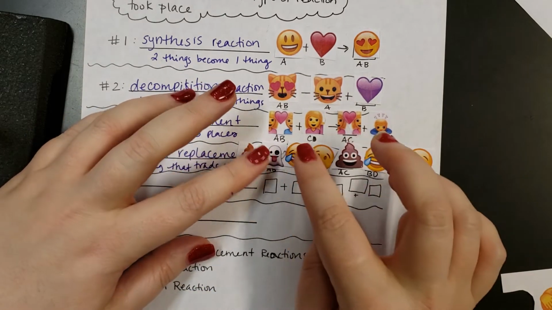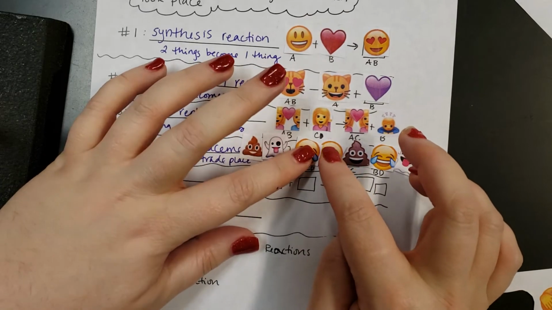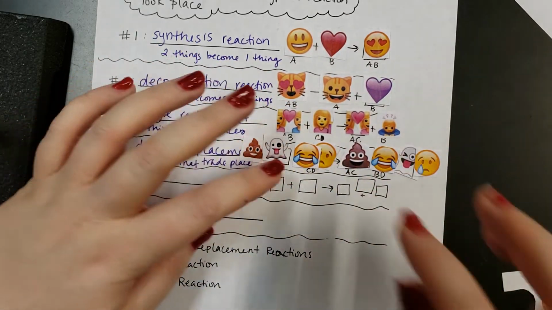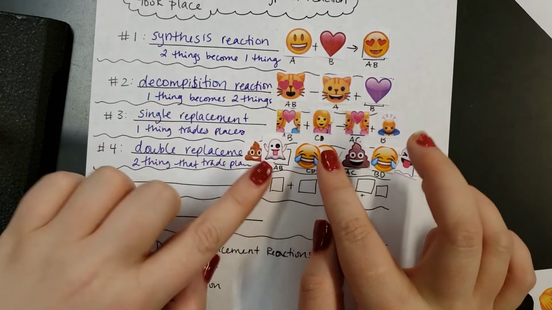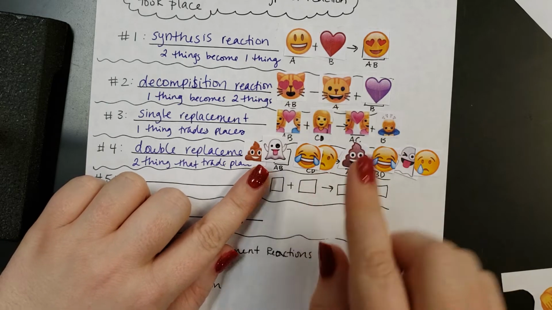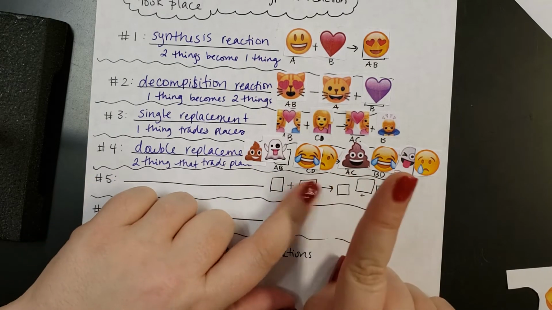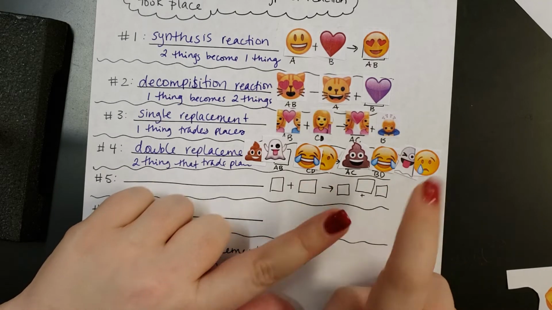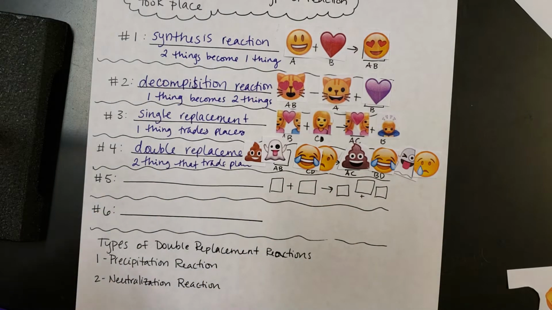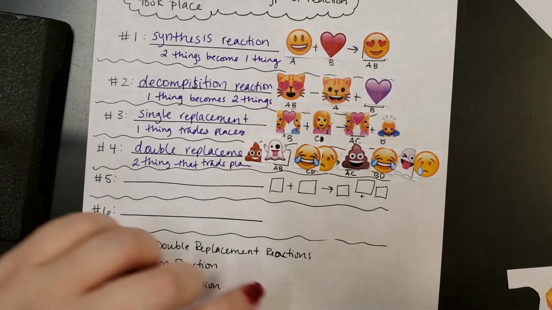Okay, so this is our double replacement reaction. We have these two and these two. And then this one trades with this one, and this one trades with this one. Just trading two things.